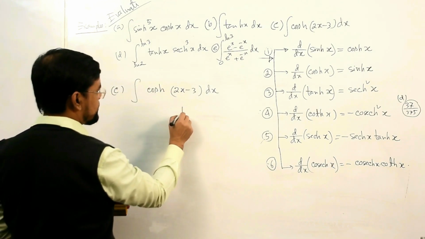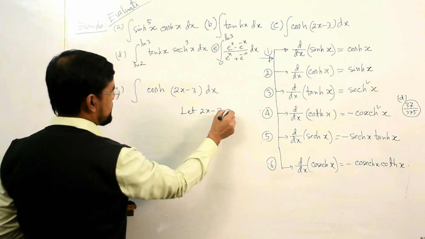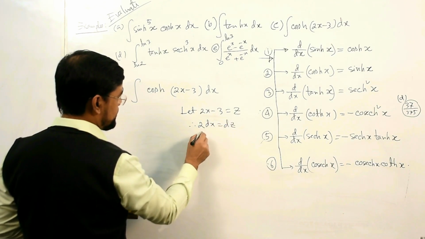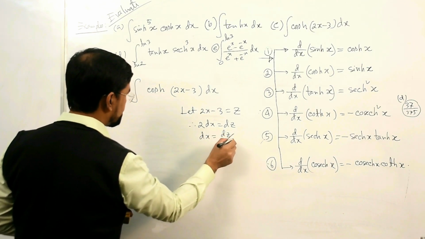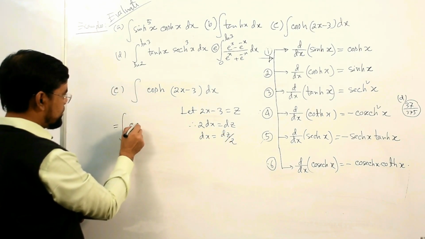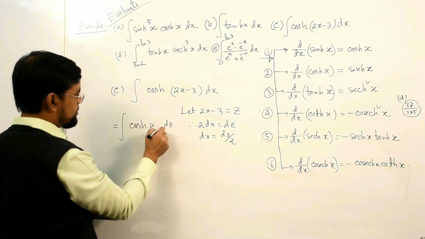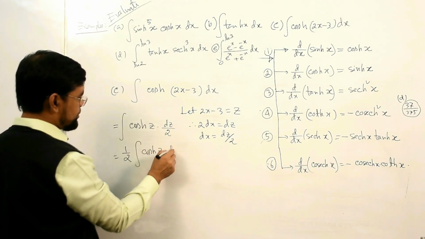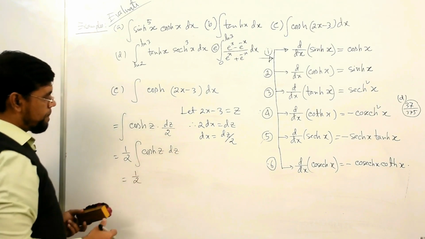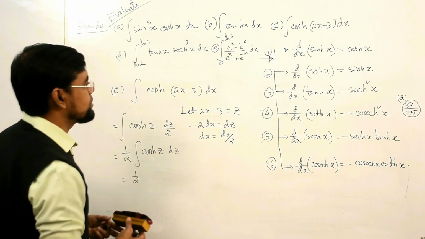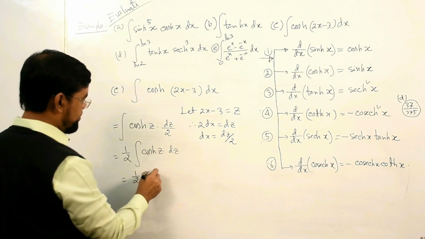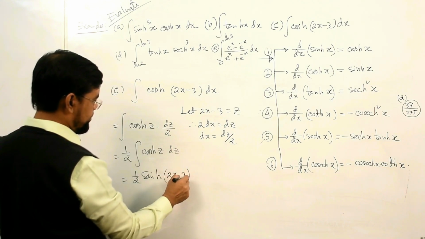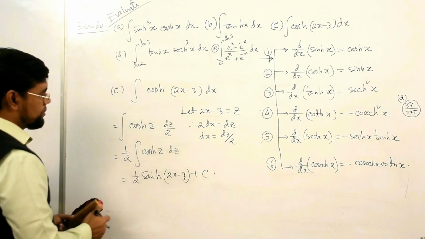So let's say 2x minus 3 equals another variable z, therefore 2 dx equals dz, then dx equals dz by 2. So this equals cos hyperbolic z dz by 2, which equals half the integral of cos hyperbolic z dz, and the integration of cos hyperbolic z equals sine hyperbolic z, and z equals 2x minus 3, plus c. So this is the answer.